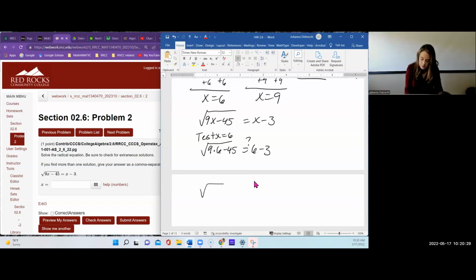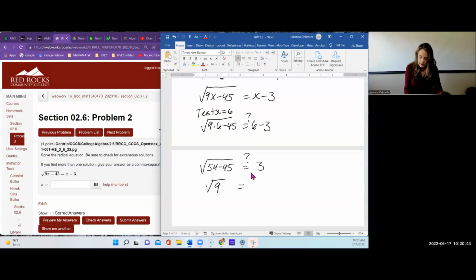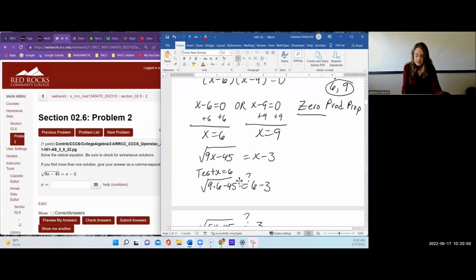9 times 6 would give me 54. 54 minus 45 gives me 9. On the right side, I get 3. Is the square root of 9 equal to 3? Yes, the square root of 9, the principal square root, which is the positive one, is 3. So I know that the solution x equals 6 definitely works.